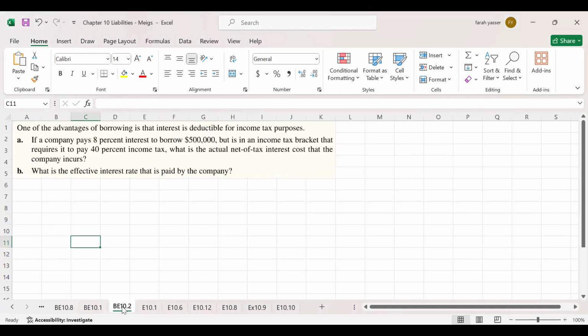The next exercise is 10.2. One of the advantages of borrowing is that interest is deductible for income tax purposes. So, if a company pays 8% interest to borrow $500,000, but it is in an income tax bracket that requires it to pay 40% income tax, what is the actual net of tax interest cost that the company incurs?